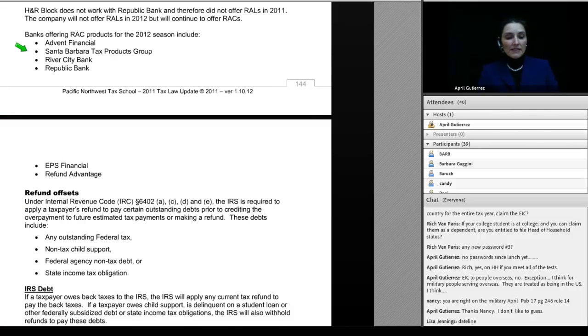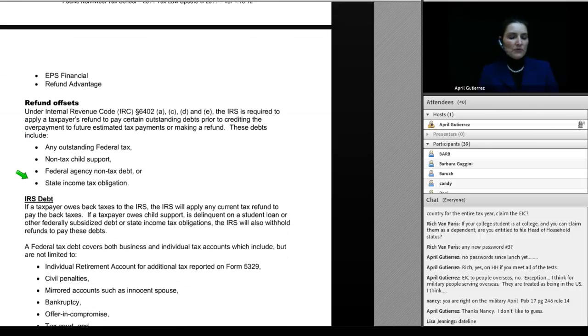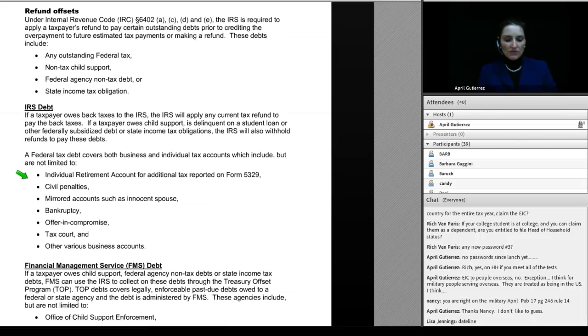So there's a lot more banks out there that continue to offer RACs. Republic is the only bank offering RALs, but there's lots of different RAC banks out there. And I went online and found a few of them and listed them. There could be more than I've listed, but those are the ones I could find.